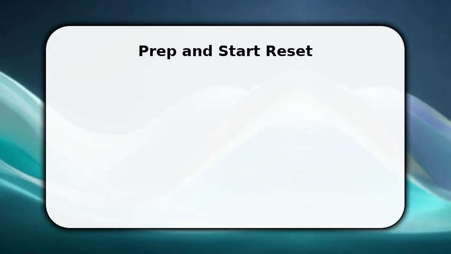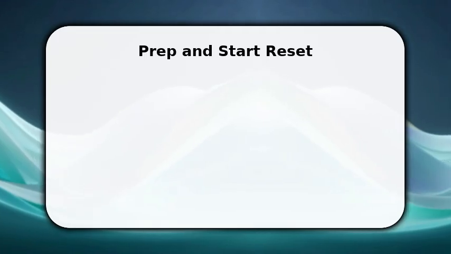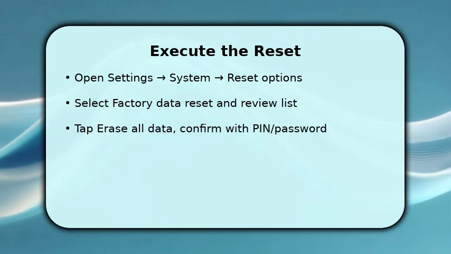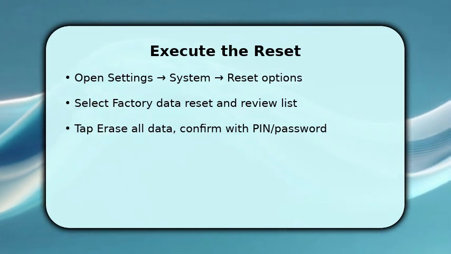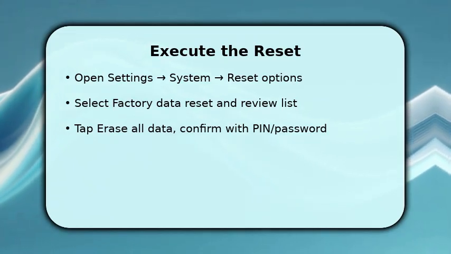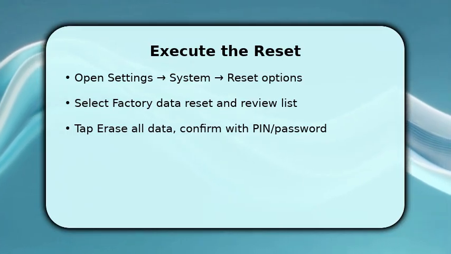Now open Settings, tap System, and choose Reset Options. This is the first actionable step to reach factory data reset quickly, and you proceed by selecting Factory Data Reset in Reset Options. This is where you remove personal data and restore defaults. Make sure to read the list of accounts and apps being removed so you don't miss anything critical.